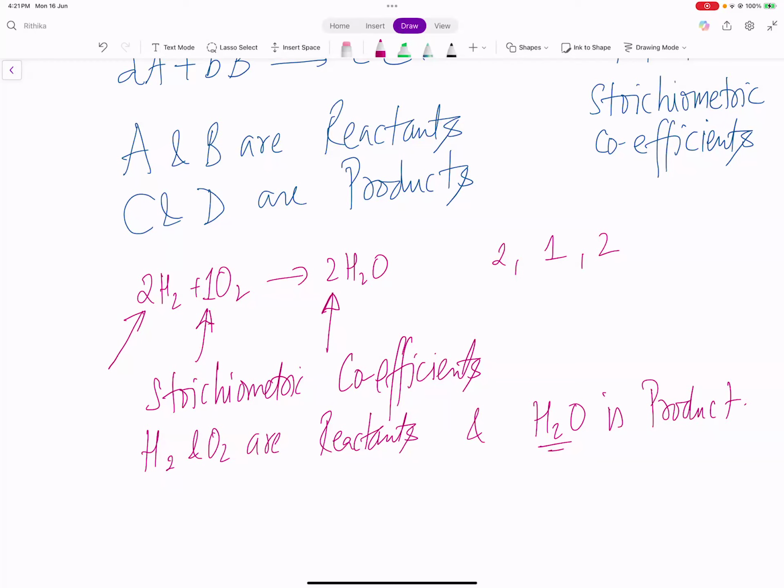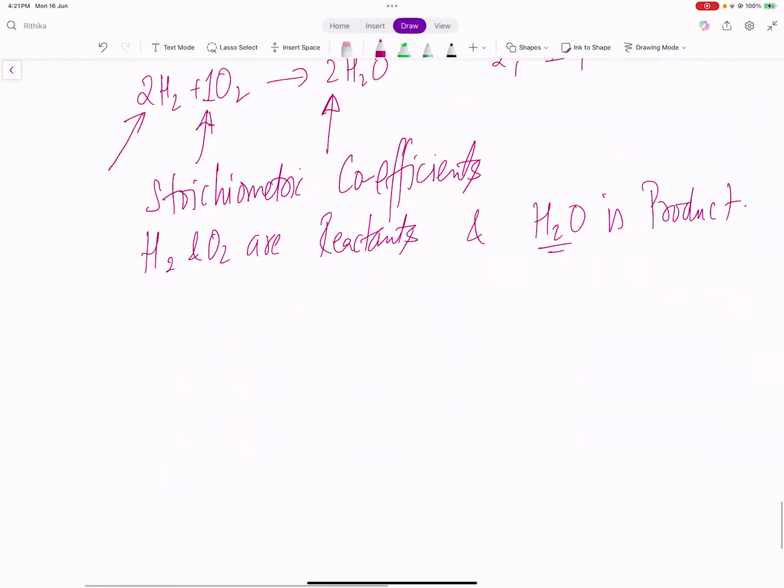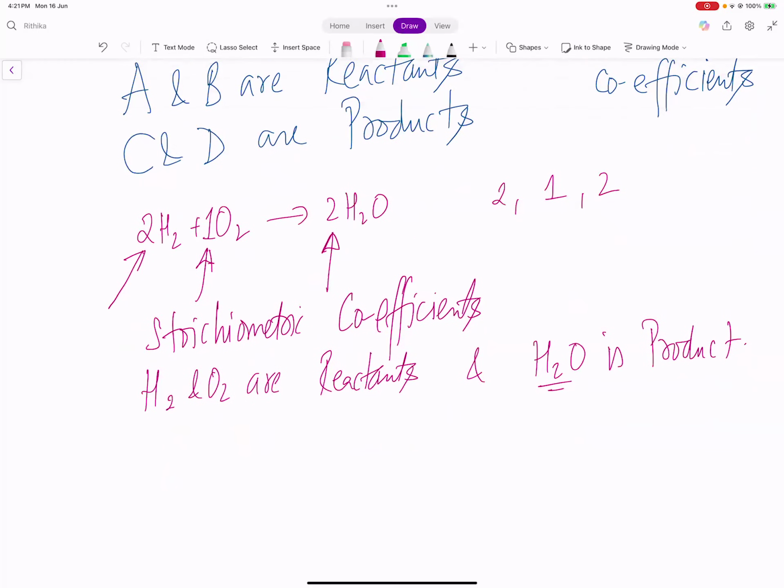Even if it is not balanced, then Modi ji will come and he will say something else, and Sidramaiah will say something else. It must be balanced. If it's not, then we must balance it.